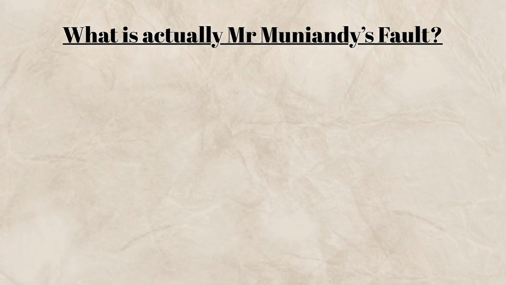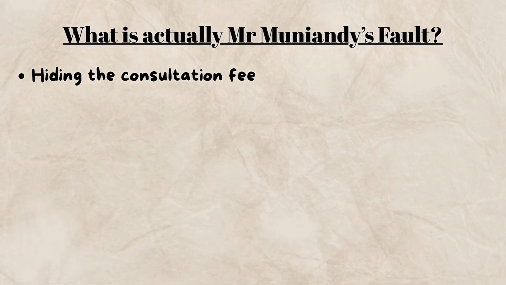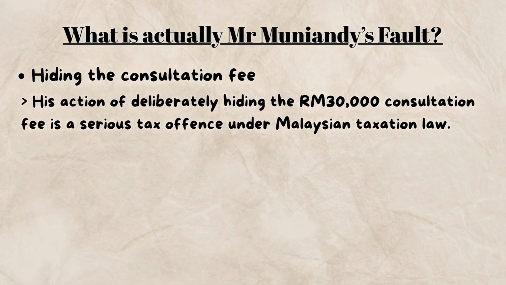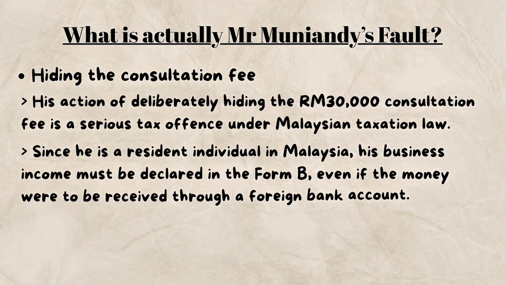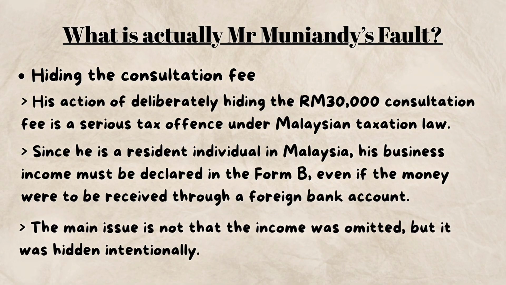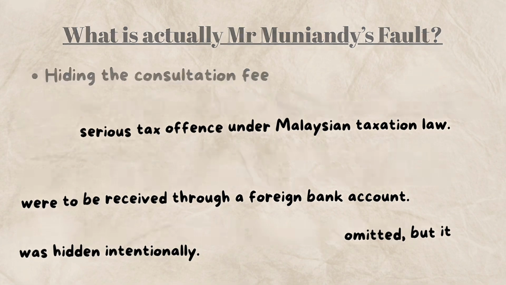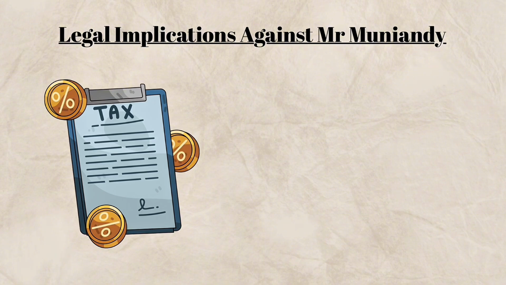So what is actually Mr. Muniandi's fault? His fault was hiding the consultation fee from IRBM. His action of deliberately hiding the RM30,000 consultation fee is a serious tax offence under Malaysian taxation law. Since he is a resident individual in Malaysia, his business income shall be declared in the Form B, even if the money were received from a foreign bank account. In this case, the main issue is not that the income was omitted, but that it was hidden intentionally to evade tax.